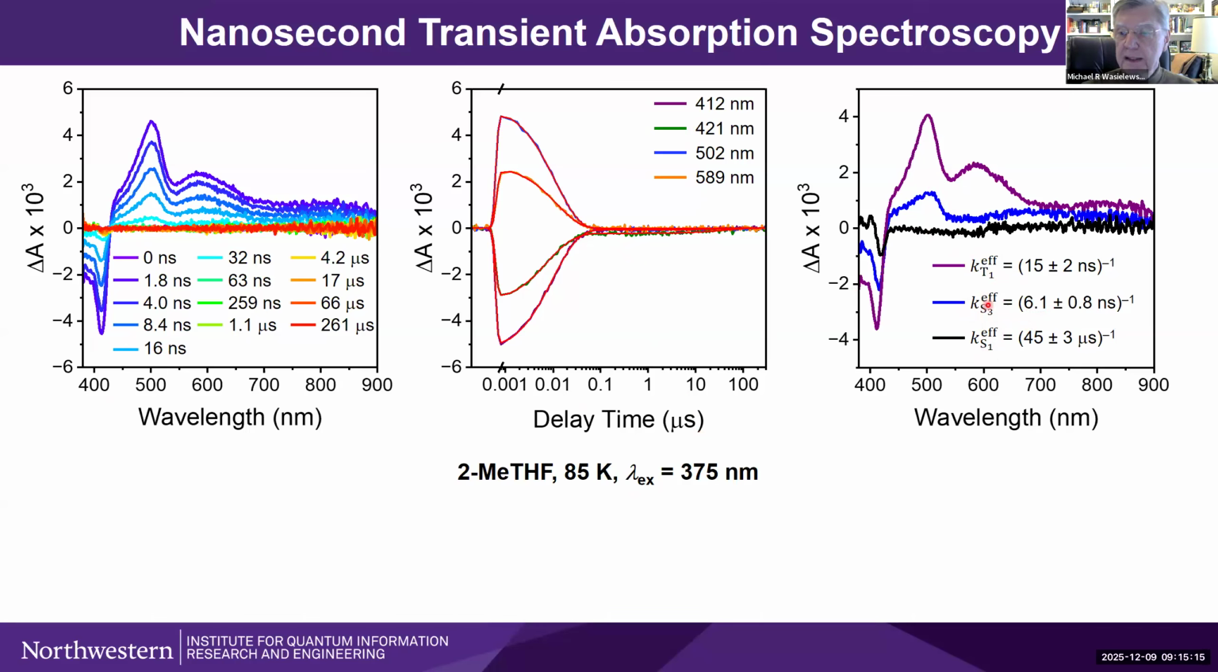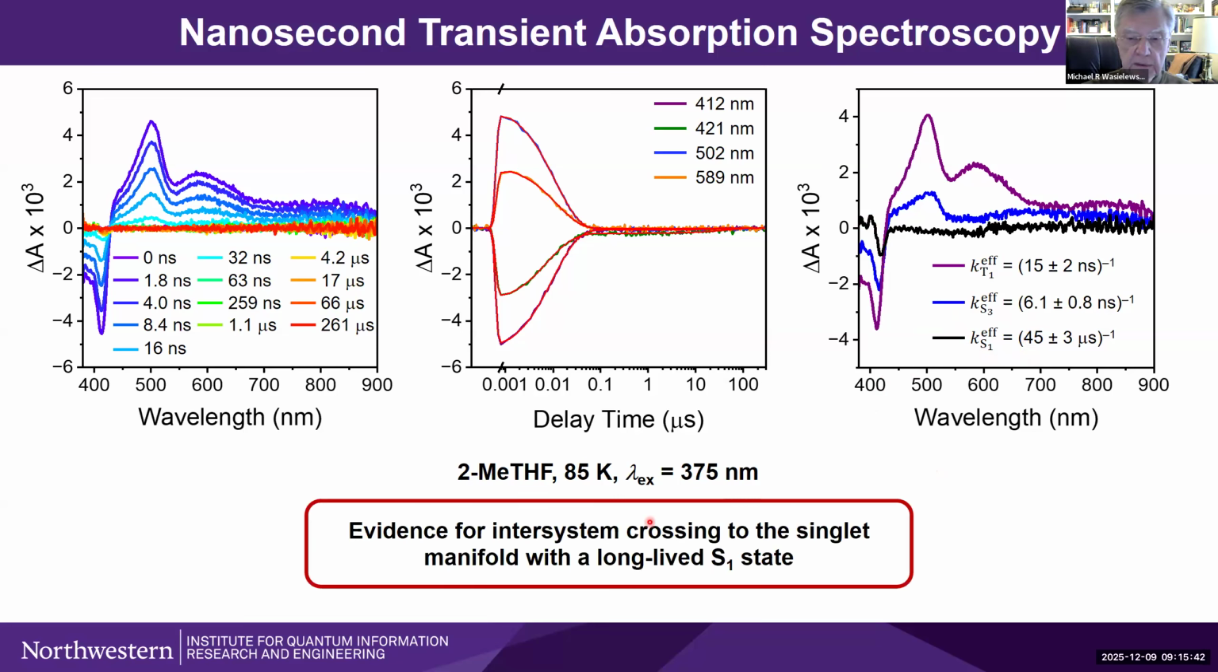So we can excite both. And so you get this shorter lifetime here. You get the longer lifetime from the decay of the triplet state. And importantly, what you have left over here is this 45 microsecond, very long lifetime, which is due to the return, the intersystem crossing from the lowest singlet state to the triplet ground state. And this is all done at 85 Kelvin. So basically, it's evidence that we have intersystem crossing back to the singlet manifold, and with a long-lived S1 state, which then comes back to the triplet ground state.